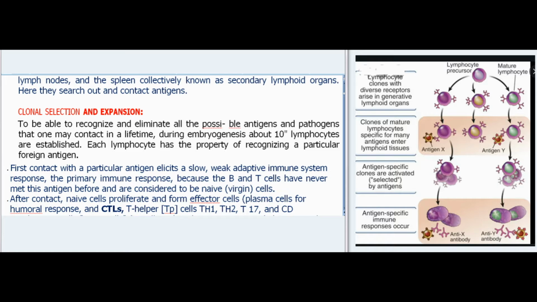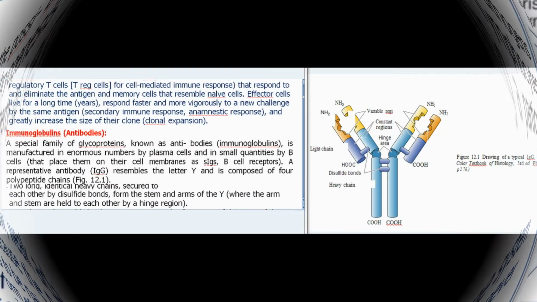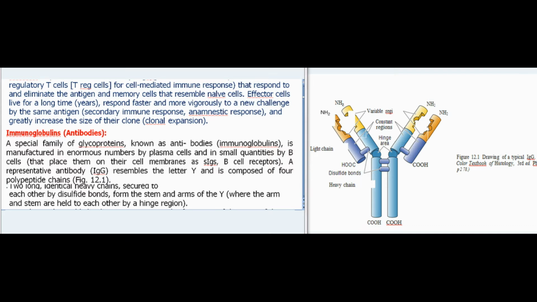After contact, naive cells proliferate and form effector cells: plasma cells for humoral response, and CTLs, T helper cells Th1, Th2, Th17, and CD4 regulatory T cells (Treg cells) for cell-mediated immune response, that respond to and eliminate the antigen; and memory cells that resemble naive cells. Memory cells live for a long time, years, and respond faster and more vigorously to a new challenge by the same antigen, the secondary immune response (anamnestic response), and greatly increase the size of their clone, clonal expansion.